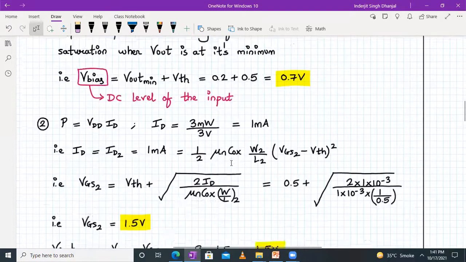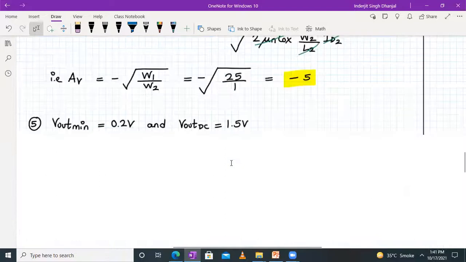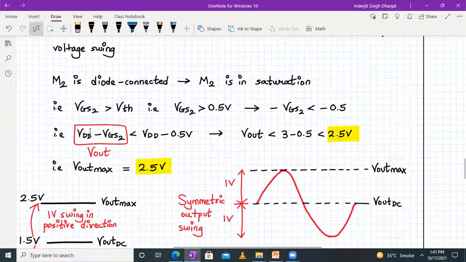Okay, so let's go back over here and plug in that value. VDD minus VGS2 is nothing but V out. So your V out should be less than VDD minus 0.5. VDD is around 3 volt, so V out value should be less than 2.5. Okay, that means the maximum value of V out will be 2.5.